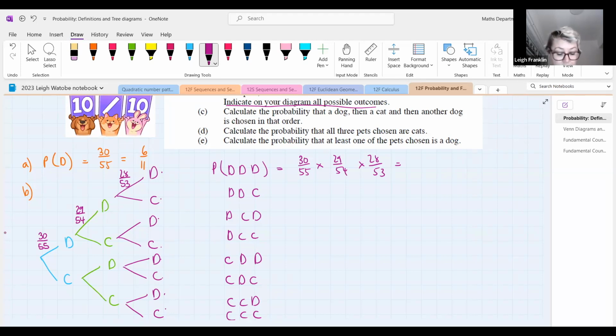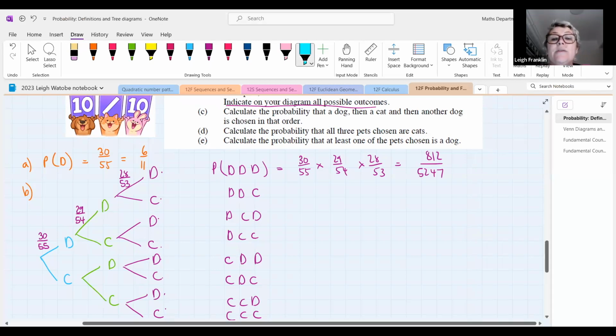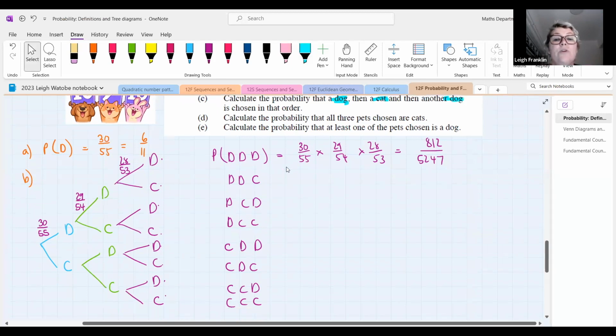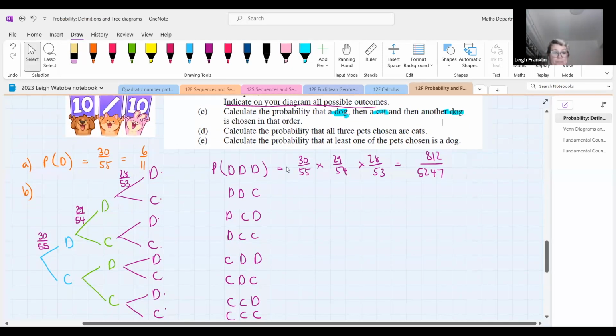Okay, so I'm getting 812 out of 5247, for example. Okay, I mean, that's not one of the questions they asked us. I'm just doing that as an example with you. So the one that they do actually want us to calculate is here in question C, is dog, cat, dog in that order. So I'll let you guys do that. What is dog, cat, dog in that order?